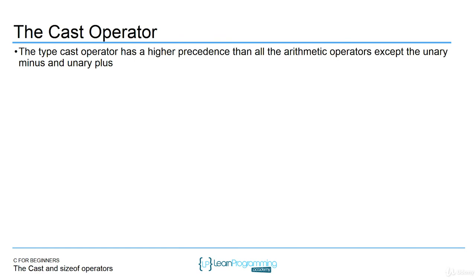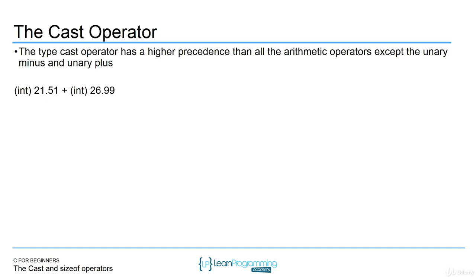The type cast operator has a higher precedence than all arithmetic operators, except the unary minus and unary plus. We haven't learned about precedence yet. We're going to in the next lecture. Precedence is basically the order in which operations are performed, so we'll provide some examples of that. All you have to understand at this point is that the typecast operator takes precedence over every other operator, except unary minus and unary plus.